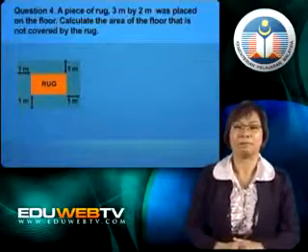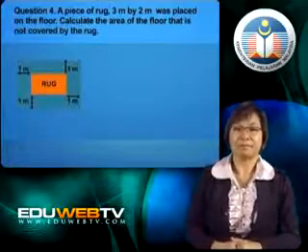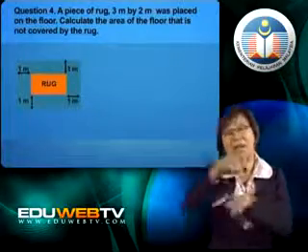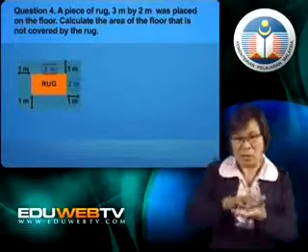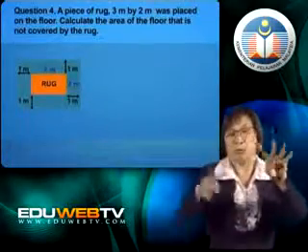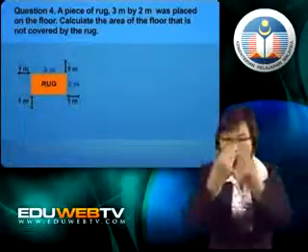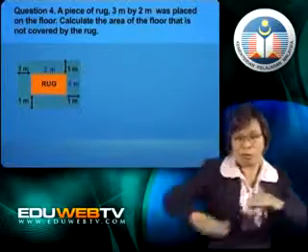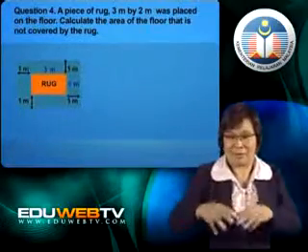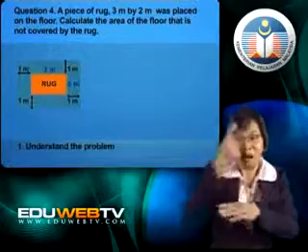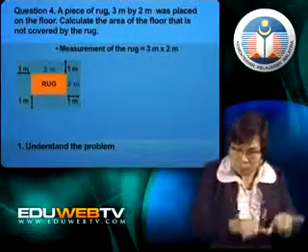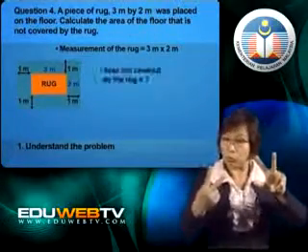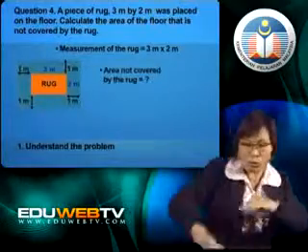Let's do another one. A piece of rug 3 meters by 2 meters was placed on the floor. Calculate the area of the floor that is not covered by the rug. Let's use the guideline. First, understand the problem. Measurement of the rug is 3 meters by 2 meters. Find the area that is not covered by the rug.